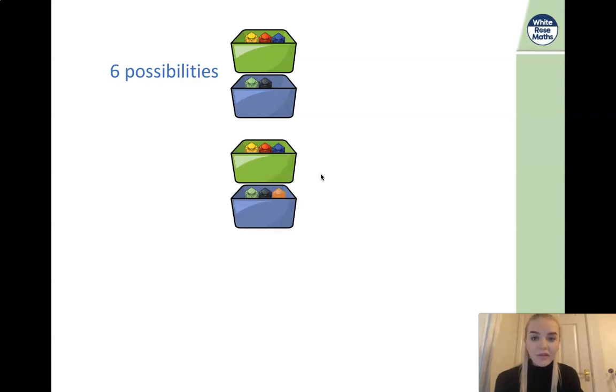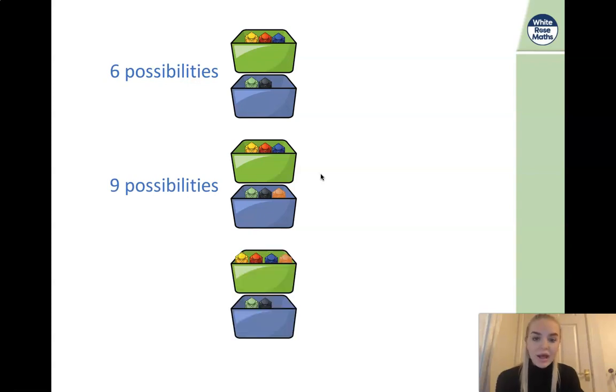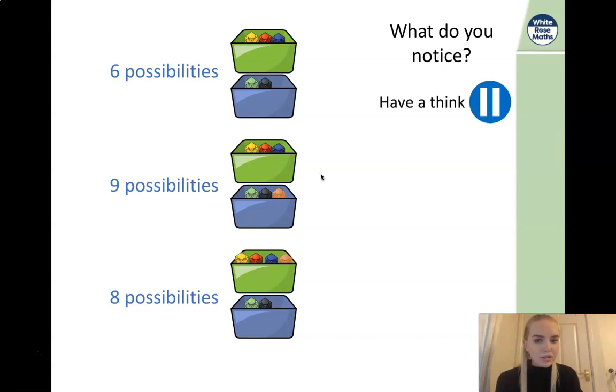Fantastic. So far we've looked at 3 cubes in the first box and 2 cubes in the second box, and we found out that there were 6 possibilities. We then looked at another way and we found that there were 3 cubes in each box and there were 9 possibilities. And then we found there were 4 cubes in the top and 2 in the bottom, giving us 8 possibilities. What do you notice about how many possibilities there are and how many cubes there are? Pause the video here and have a think, please.